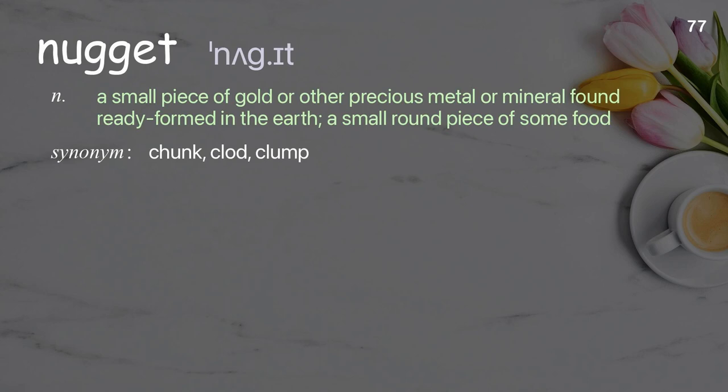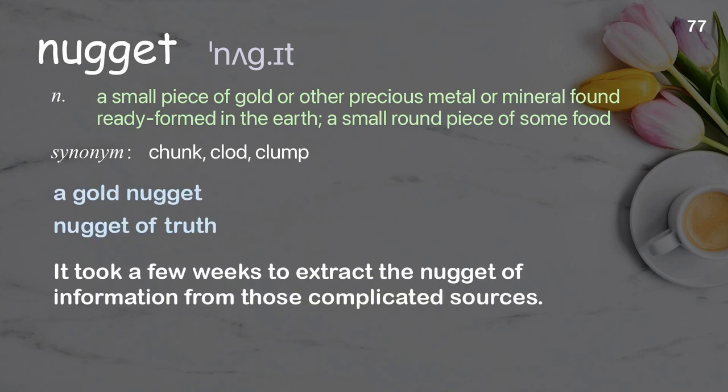Nugget. A small piece of gold or other precious metal or mineral found ready formed in the earth, a small round piece of some food. Examples: A gold nugget, nugget of truth. It took a few weeks to extract the nugget of information from those complicated sources.